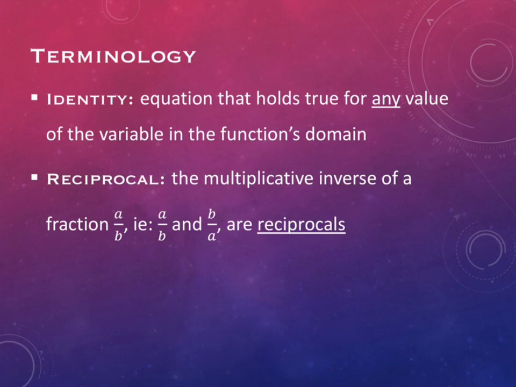We're going to be working later in the course with a lot of things that are called identities, and we're going to see them coming into play a little bit as we go. So an identity is simply an equation that holds true for any value of the variable in the function's domain. Okay, it's always true. That's an identity.